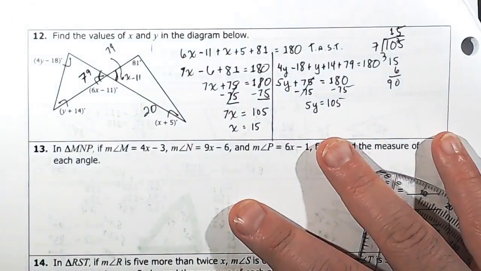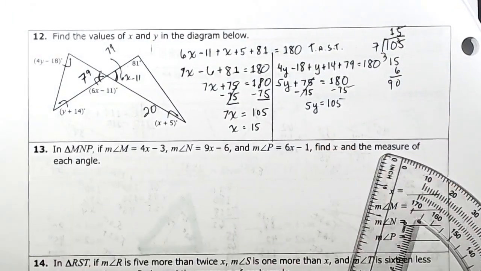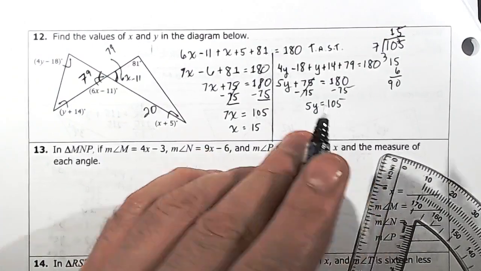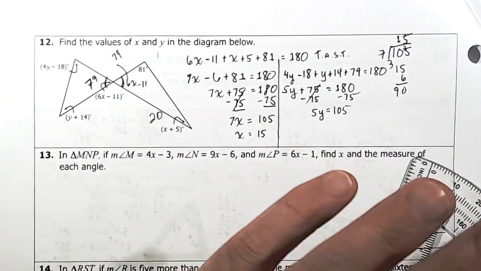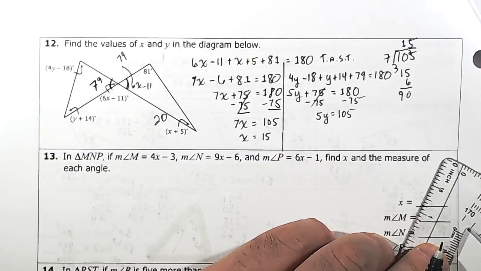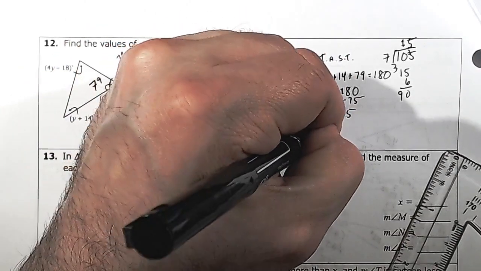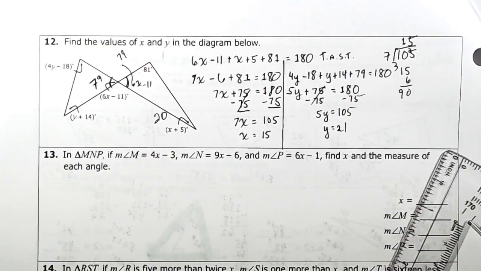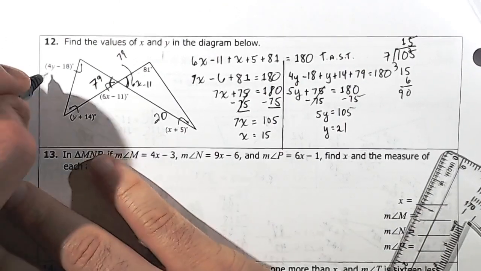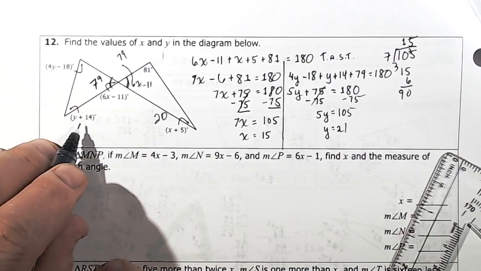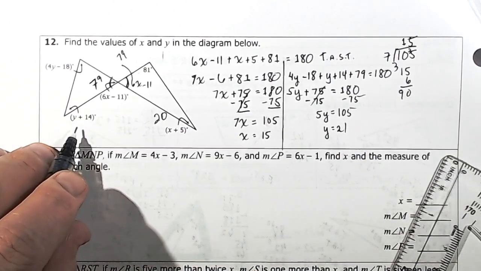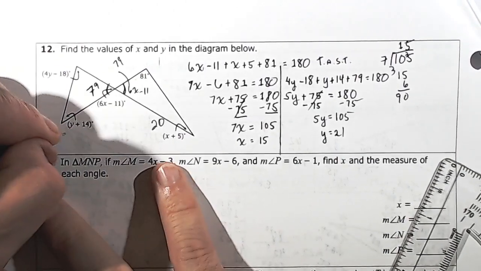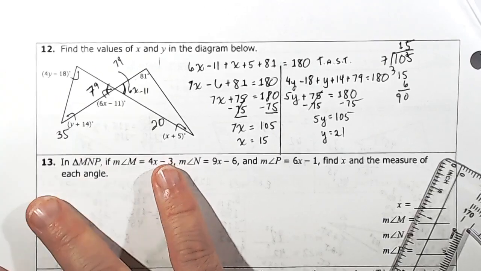I know that 5 is going to go evenly into that. We can do it in our heads. 5 goes into 10 twice with no remainder, and 5 goes into 5 once. So it's 21 times 5. Y equals 21. Well, now that I know that y equals 21, I can just plug it in here. 21 plus 14, that's 21, 31, 35. So this is 35 degrees.